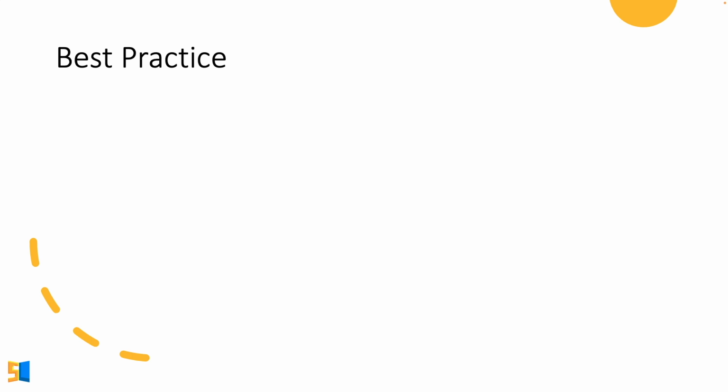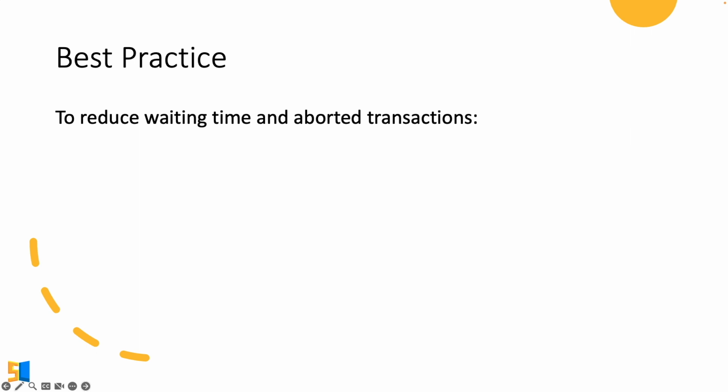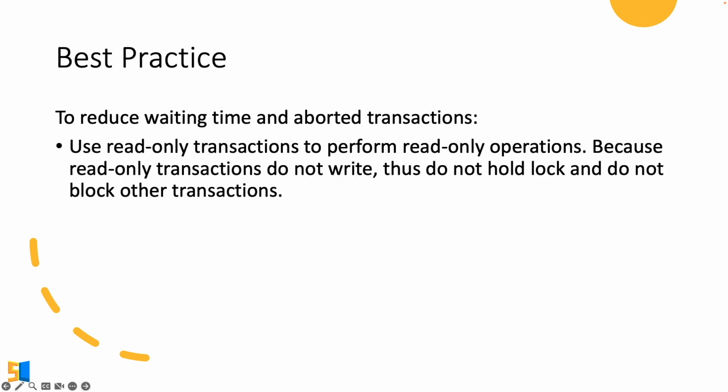Okay, this is the last slide. Let's check the best practices. To reduce waiting time and aborted transactions, we can do the following. First, we can use read-only transactions to perform read-only operations, because read-only transactions do not write, thus do not hold locks, and do not block other transactions. So if you know beforehand that your application only does reads, then use read-only transactions.